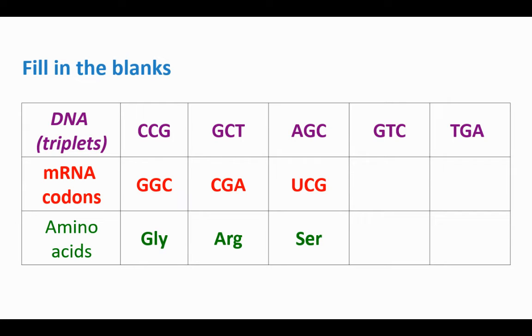Okay? How about this one? GTC. Saya na naman. Abarientos. CAG po. CAG. Okay, and this is gonna call for glutamine. And then last is TGA. Kanyas. ACU po, ma'am. Okay, very good. That's going to be ACU. And ACU is equal to threonine.